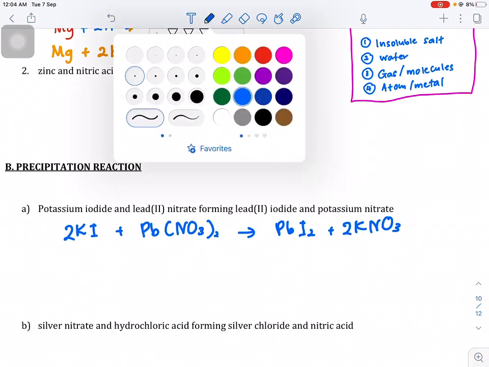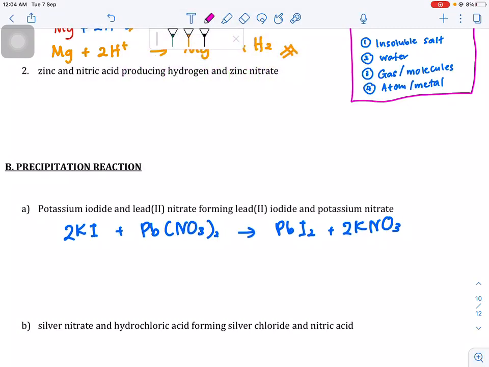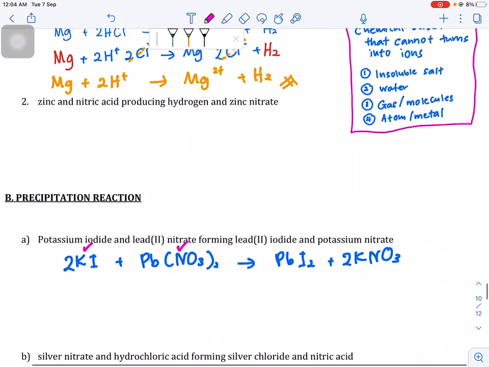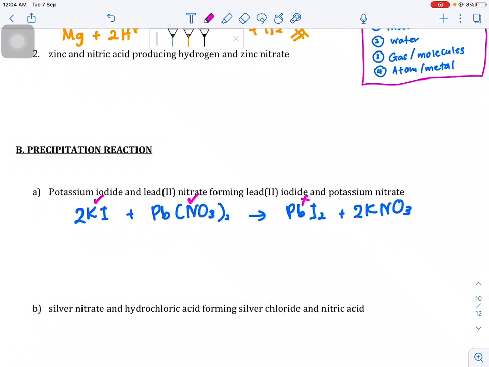Okay, next kita kena tengok siapa yang kita boleh split, siapa tak boleh. Potassium iodide is a soluble salt. Dia follow chloride, follow chloride. Chloride yang insoluble adalah PAH, PAH. So iodide also PAH. So potassium iodide is soluble salt. Boleh. Lead(II) nitrate soluble salt. Lead(II) iodide insoluble salt is listed there. So tak boleh pecah. Potassium nitrate soluble salt boleh pecah. Salin yang tak boleh pecah dulu, senang. Yang tak boleh split, you just copy PbI2.